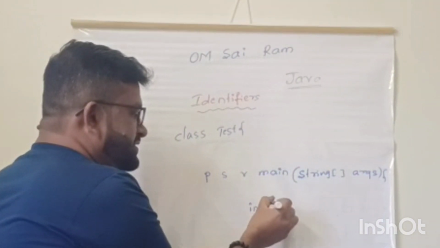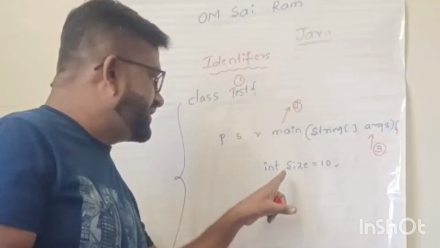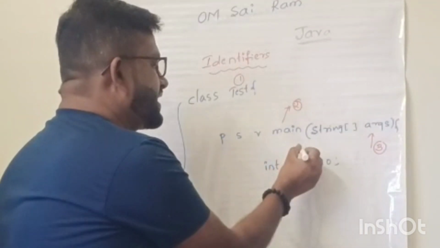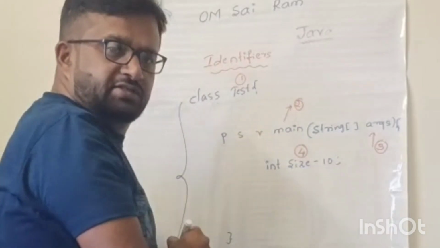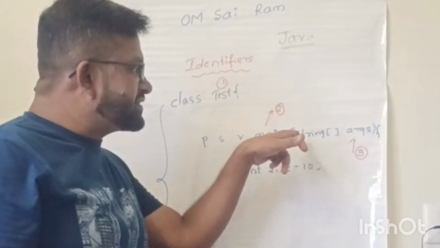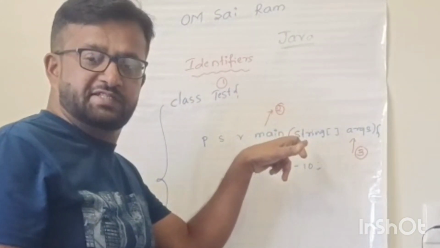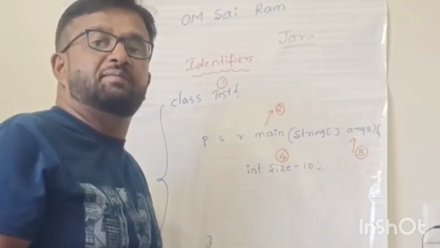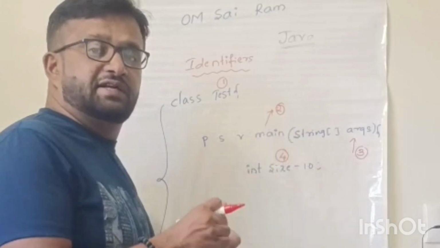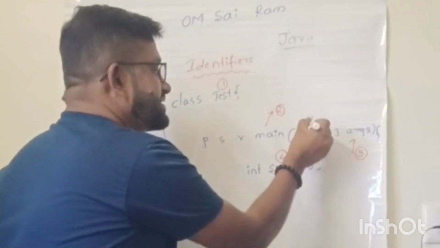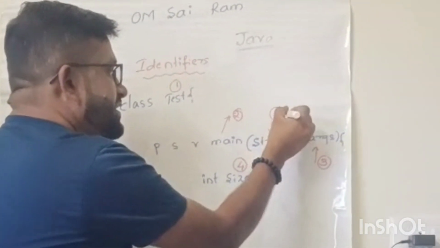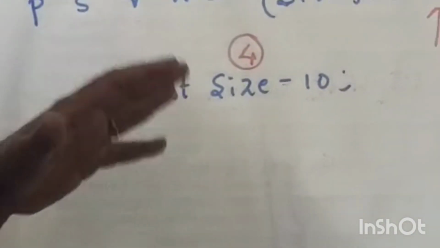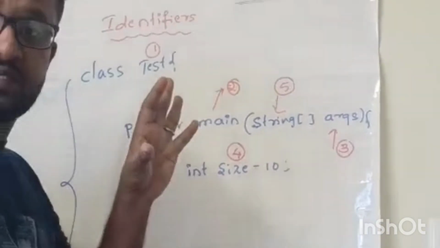Inside the main method, I will create one variable, int size. I created a variable called size, so this is also one identifier, right? Another one is here. There is a class called String class. This is a pre-defined class, which is nothing but a programming language provided class. That class name is called String, so this is also one identifier. So in total, how many identifiers are there in this particular program? Total 5 identifiers are there.